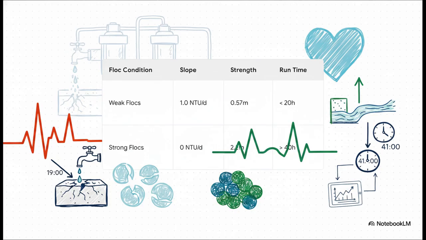This flock strength model acts exactly like an EKG heartbeat monitor, but for the filter. Integrated right into the plant software, it lets the operators dynamically fix their chemical doses in real time, totally saving the filter before it ever has a chance to break.